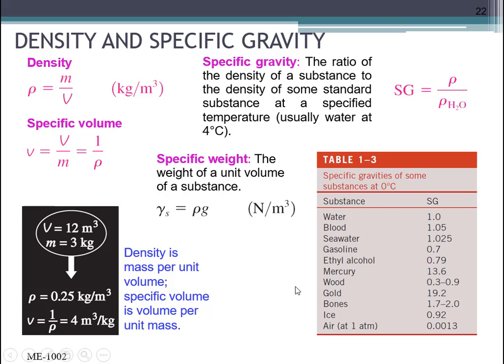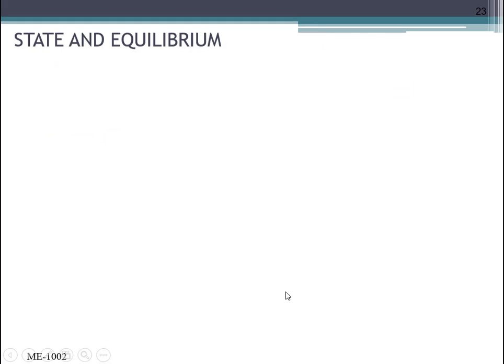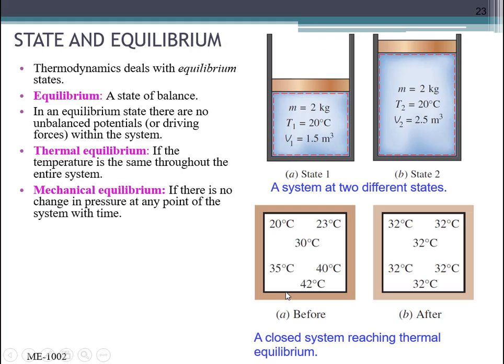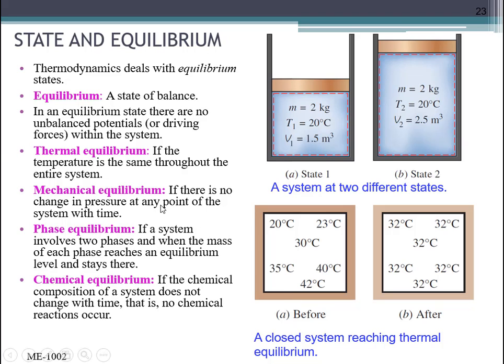Moving further, हम बात करते हैं स्टेट एंड इक्विलिब्रियम की. सबसे पहले हम ये बात करते हैं कि what is state. State means a combination or set of properties. फॉर इंस्टेंस अगर एक कंटेनर है जिसके ऊपर पिस्टन लगा हुआ है and the mass is 2 kg, T1 20 डिग्री सेल्सियस, V1 equals to 1.5 meter cube. So at this point ये तमाम प्रॉपर्टीज जो इस सिस्टम को डिफाइन कर रही हैं, ये इसकी स्टेट 1 है.